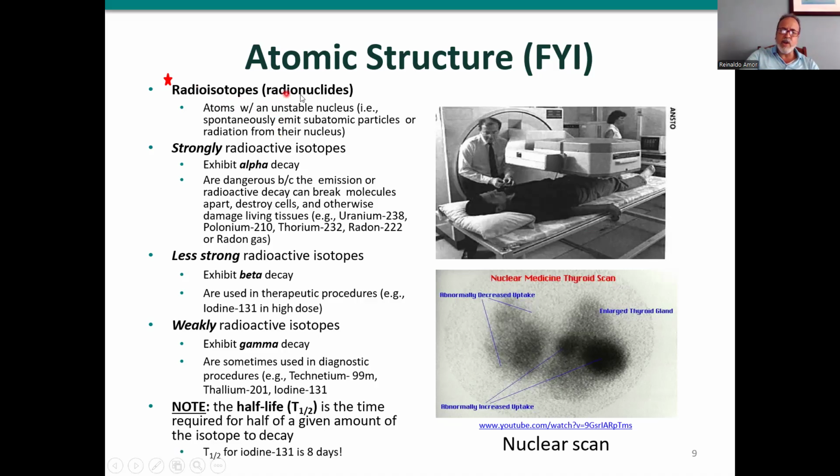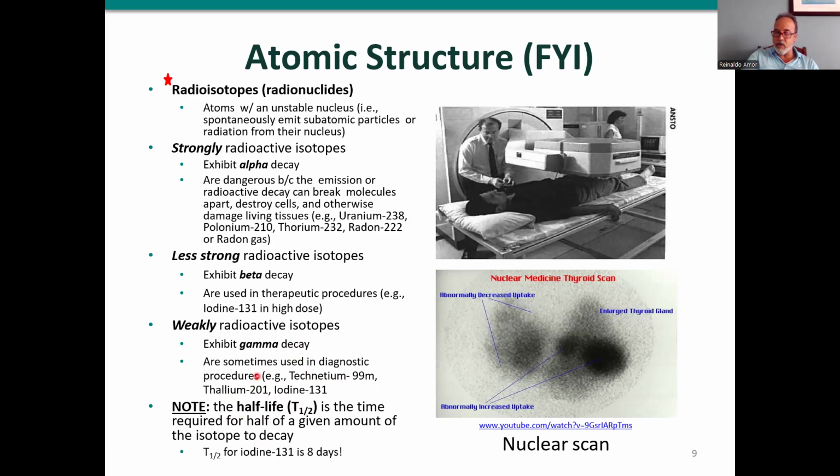They're also known as radionuclides. Now, weakly radioactive isotopes emit gamma decay, okay? And they're used for diagnostic procedures. So you've probably heard about technetium, thallium, iodine, when they do a thyroid scan, a brain scan, a scan of the heart, things like that.